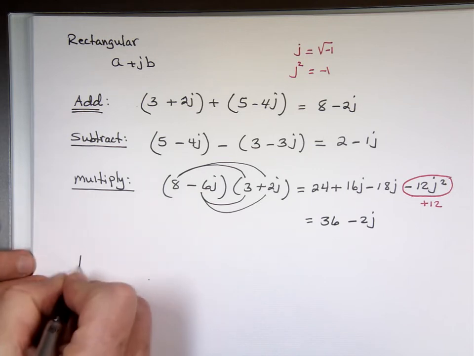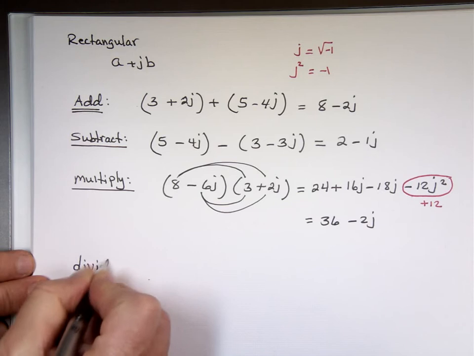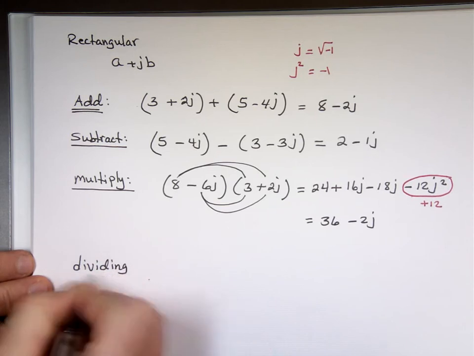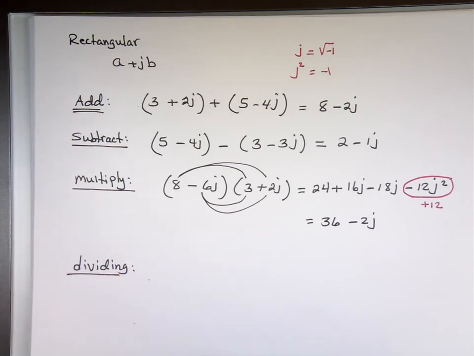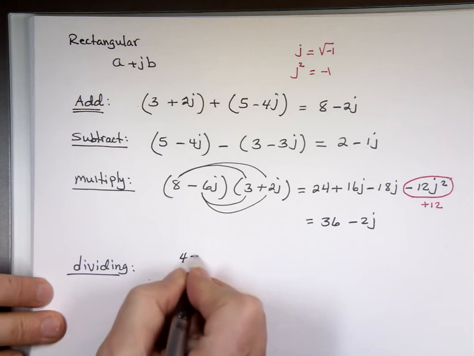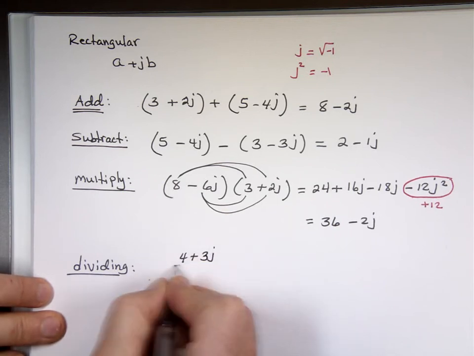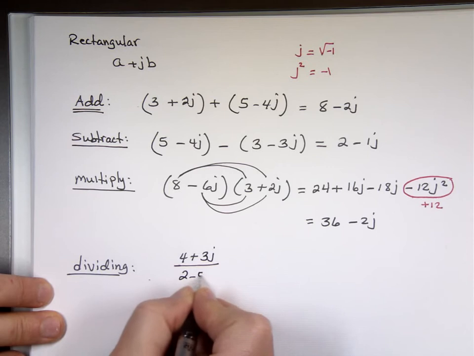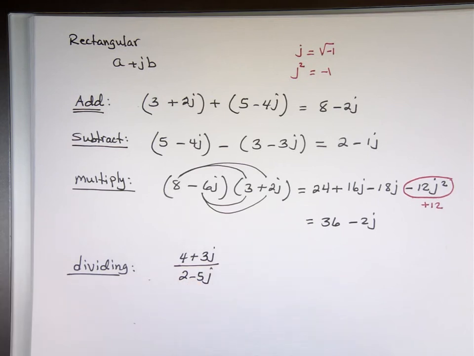And dividing, like 4 plus 3j over 2 minus 5j. How do we divide complex numbers?